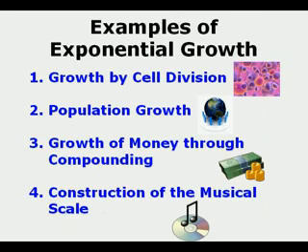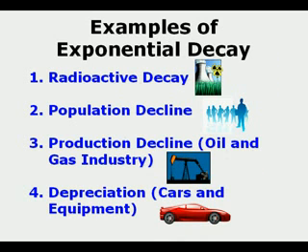Now for some examples of exponential growth, and they are found in nature. Growth by cell division, population growth, growth of money through compounding. We have a construction of the musical scale. In exponential decay, we have radioactive decay. Half-life is usually the phrase used with that. Population decline, production decline in the oil and gas industry, depreciation, usually used for cars and equipment.